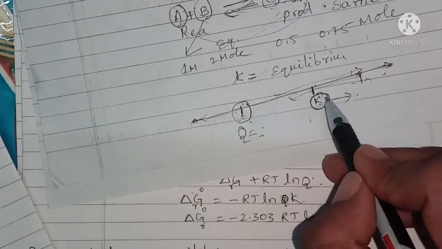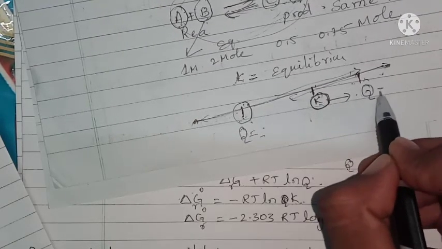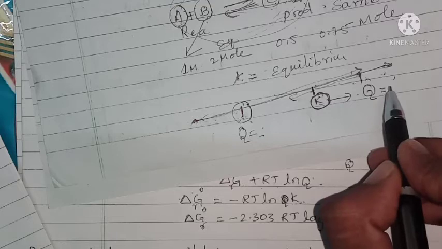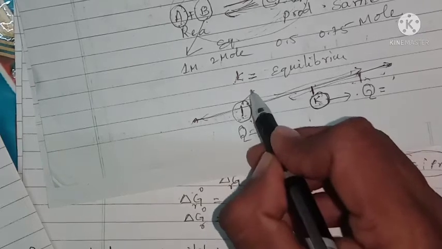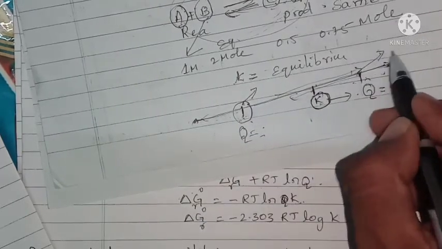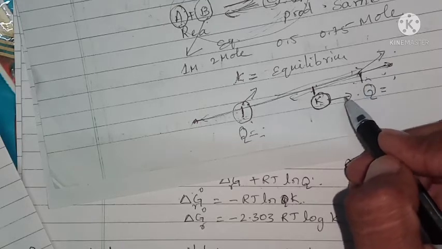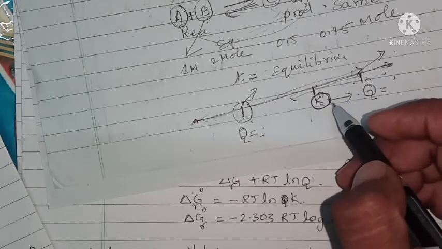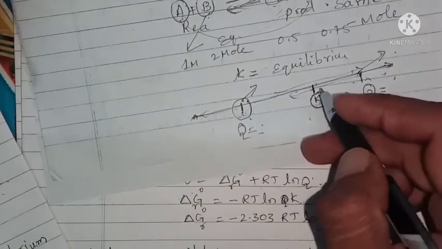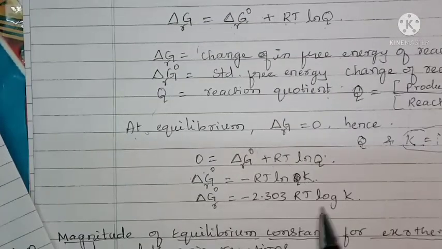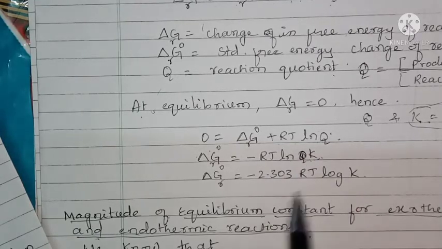When the reaction crossed the equilibrium state, whatever we are measuring is nothing but Q, and here the product concentration is more compared to the reactant concentration. Here we are getting a different Q value, so the Q value changes but the K value remains constant in a reversible reaction. I did explain it briefly. So in place of Q we are taking K, because K is the equilibrium constant.